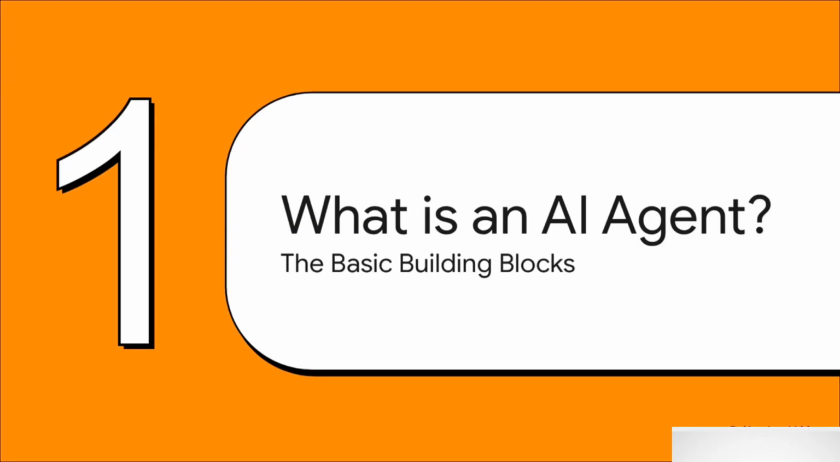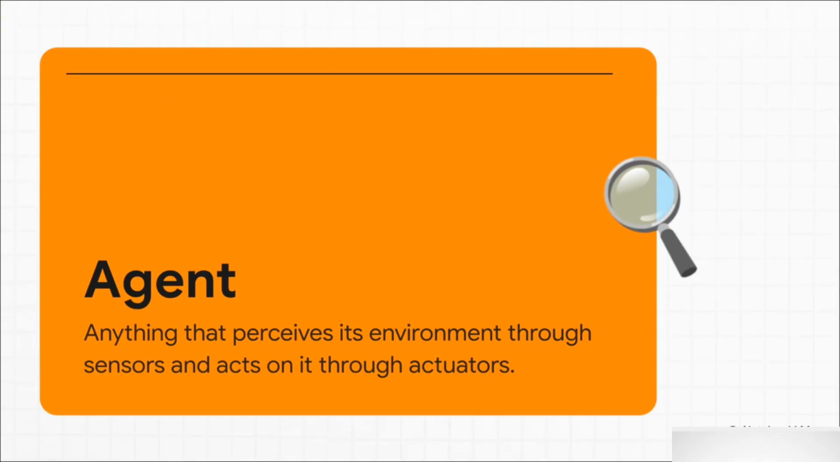Okay, so with that simple loop in mind, let's get a little more formal. We're going to break down the essential components, the building blocks that officially make something an AI agent. Here it is, the textbook definition. An agent perceives its environment using sensors and acts on it using actuators. The easiest way to think about it is that sensors are for taking information in, and actuators are for getting things done in the real world.